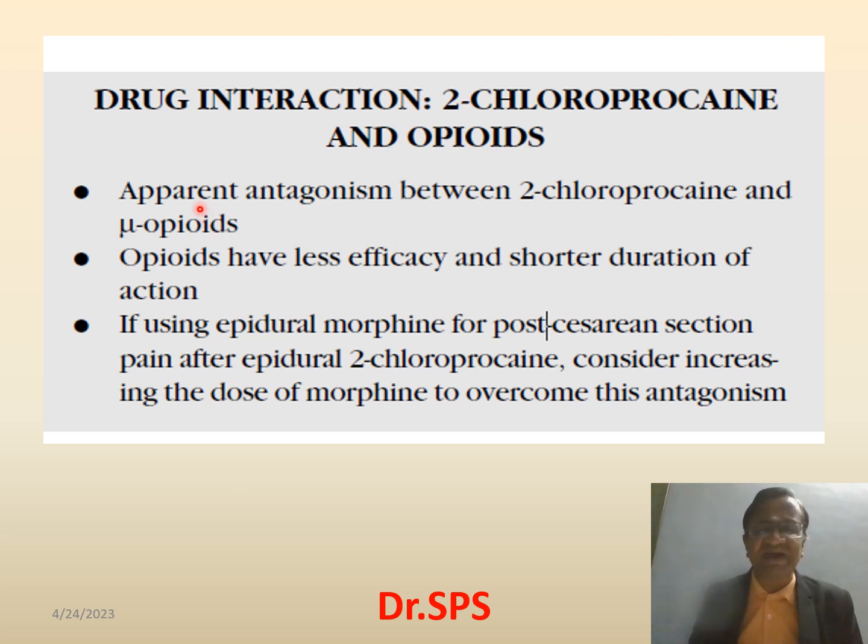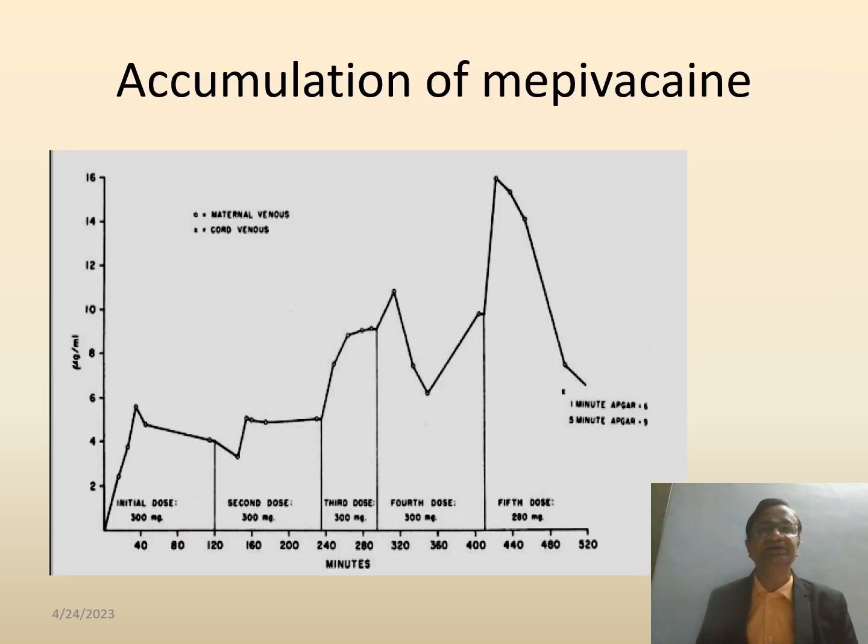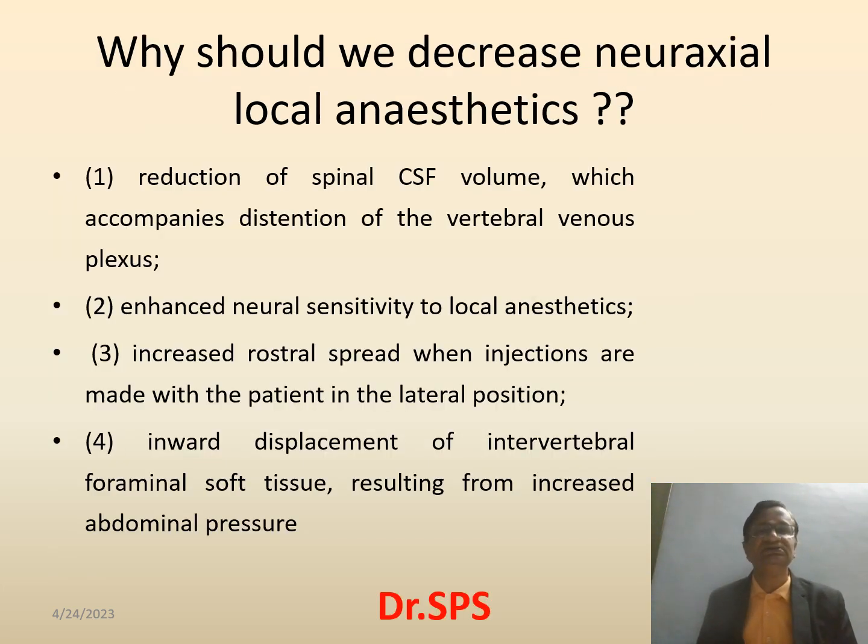Drug interactions: apparent antagonism between 2-chloroprocaine and mu opioids. Opioids have less efficacy and shorter duration. If using epidural morphine for post-cesarean pain after 2-chloroprocaine, now we give spinal 2-chloroprocaine or epidural 2-chloroprocaine, and we start using opioids, this will antagonize. So this is accumulation of mepivacaine over a period of minutes.